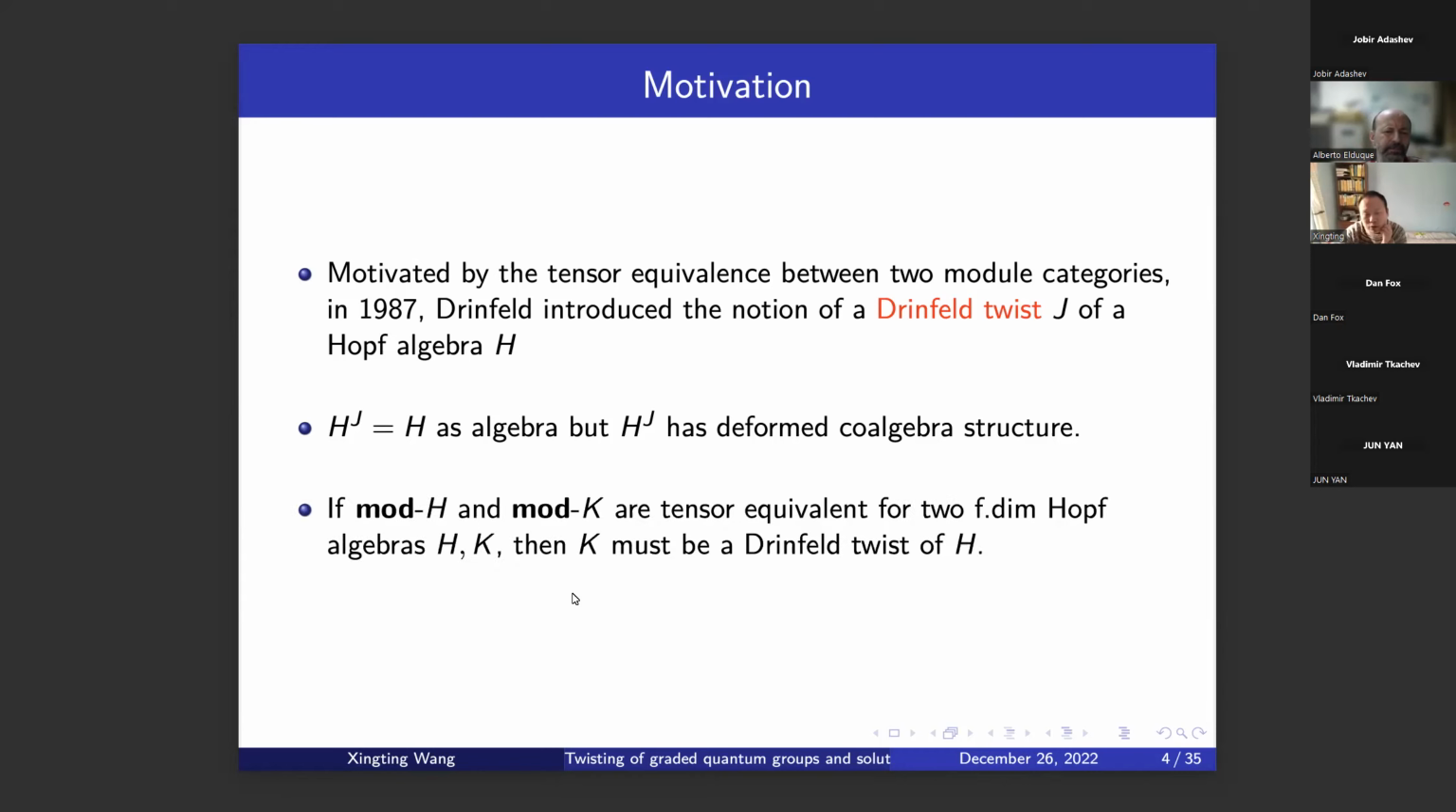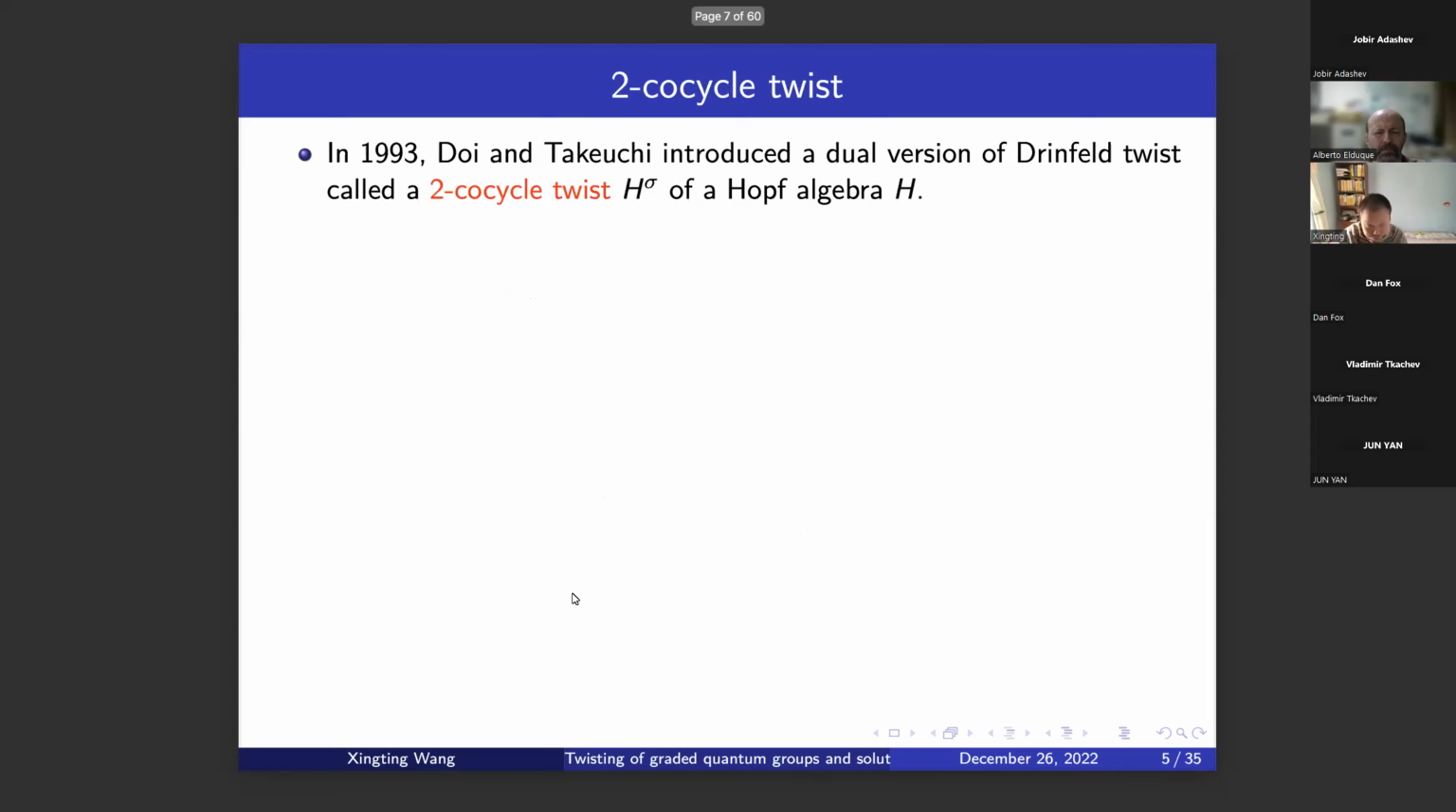Also, as I already mentioned, it has a categorical background. You can show that if you give me two finite dimensional Hopf algebras, H and K, and you consider their representation categories, the finite dimensional modules, then the two module categories are tensor equivalent if and only if one is a Drinfeld twist of the other. So this Drinfeld twist completely classifies the tensor structures on module categories of finite dimensional Hopf algebras.